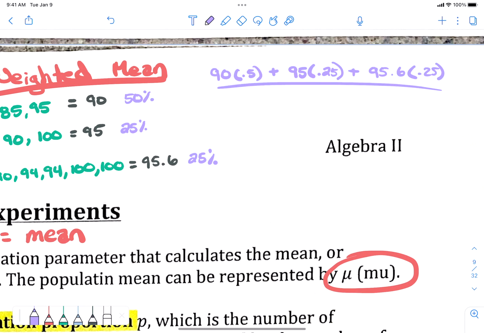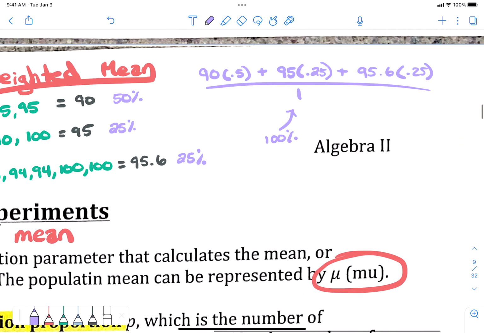And then we divide, but we have to divide by 100%, and 100% as a decimal is what? Just 1. So we really don't have to divide by anything by doing that, yeah? Okay? Somebody help me out here. Take 90 times 0.5 plus 95 times 0.25 plus, what is it?